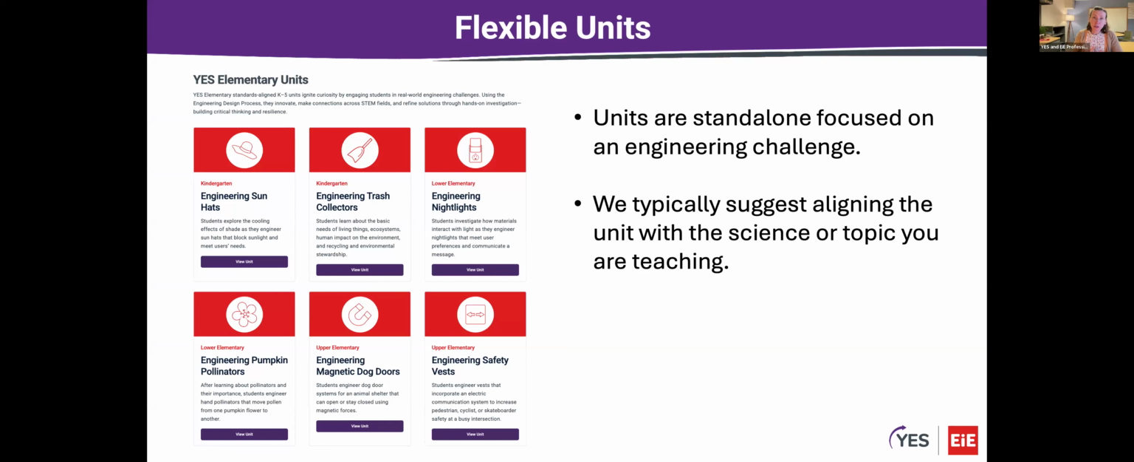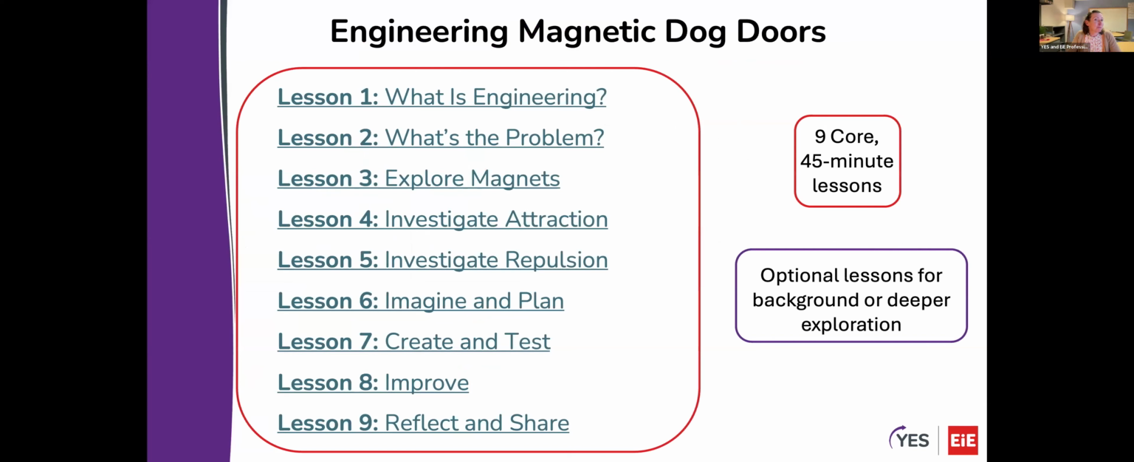So all of our units are standalone. They're focused on one particular engineering challenge. And typically, if you're going to pick a unit, you would align that unit with maybe a science concept that you're teaching or a topic that you think your students would find interesting. So let me give you an example. So let's say you're teaching magnets.